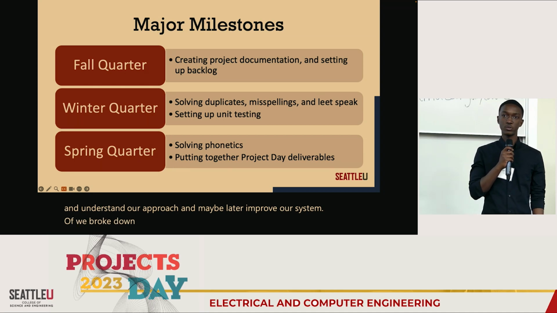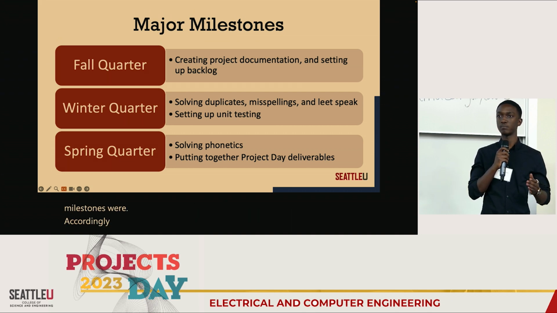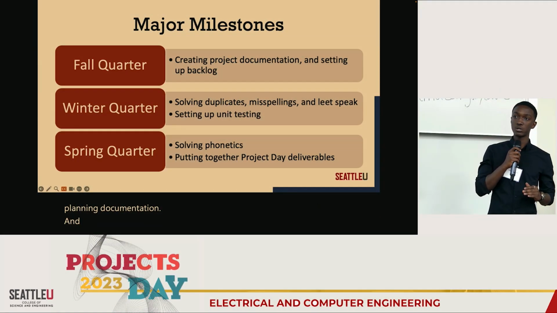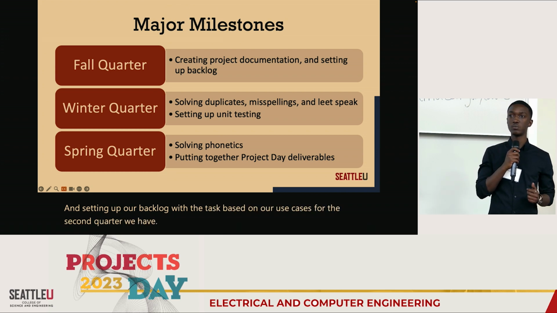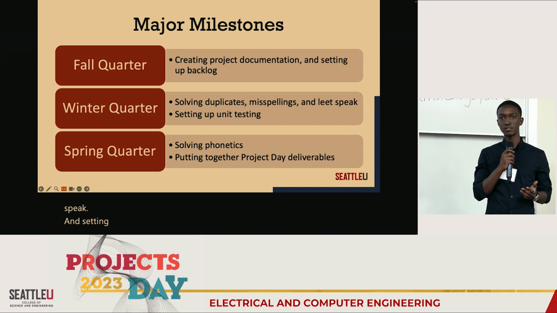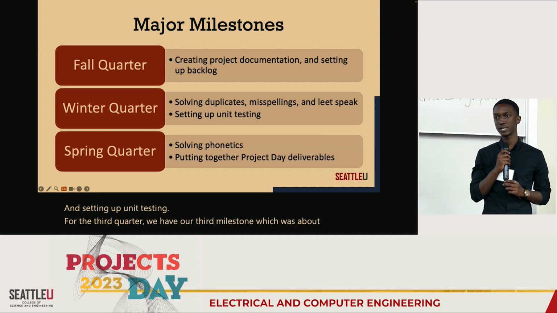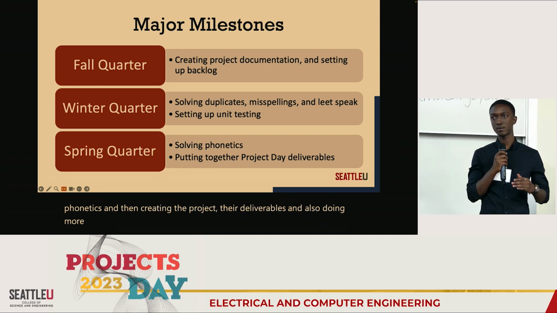We broke down the project in 3 major milestones, and those 3 milestones were accordingly matched with the 3 quarters of the year. For the fourth quarter and the first milestone, we have creating the documentation for the project and all the planning documentation, and setting up our backlog with the tasks based on our use cases. For the second quarter, we have solving the first 5 use cases. That means misspelling, duplicates, and leet speak, and setting up unit testing. For the third quarter, we have our third milestone, which was about solving phonetics, and then creating the project day deliverables, and also doing more documentation about the API.